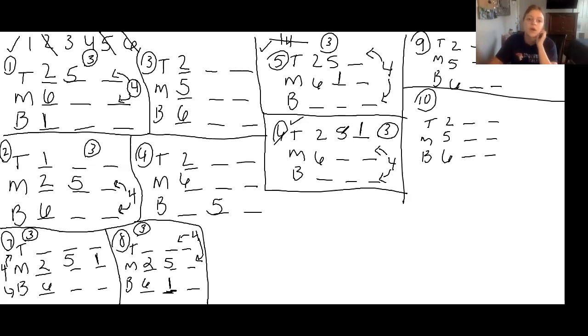Okay, so 1 can go at the top, 1 can go in the middle, and 1 can go in the bottom. We're going to go back to 1. Where can we place 4? It could be either in the middle or the bottom. And 3 as our floater.